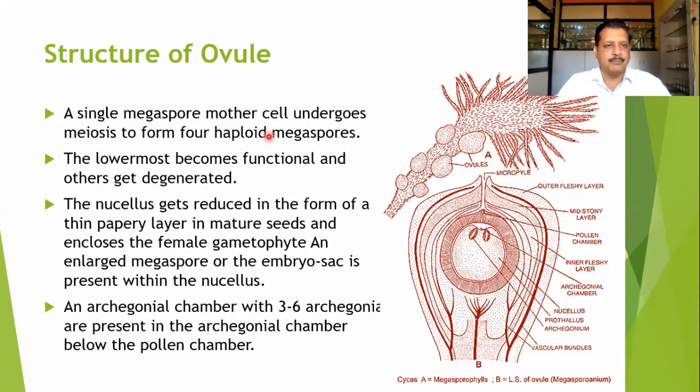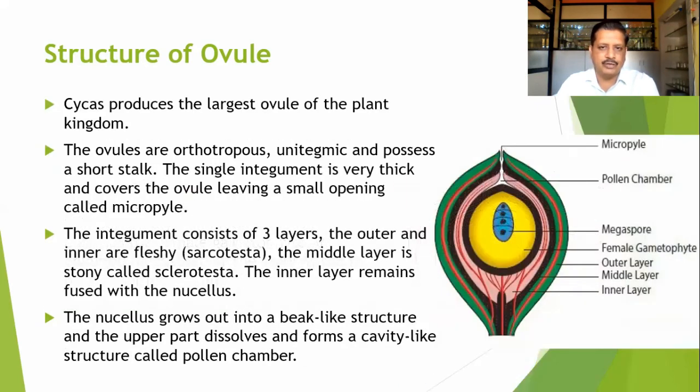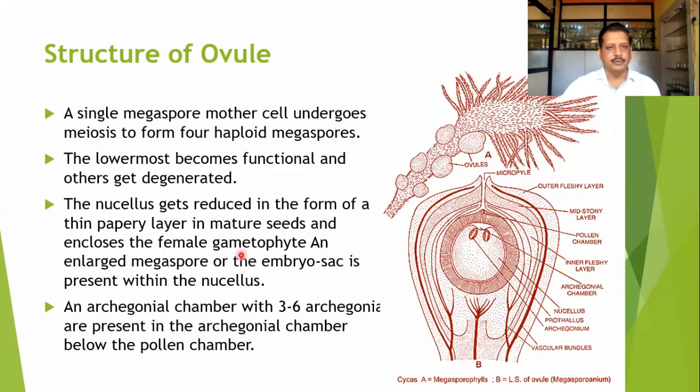These are the four haploid megaspores, where the lowermost becomes functional and the others degenerate. In the last diagram, we observed that these are the four-cell structure where the lowermost can function as a megaspore, and these three cells degenerate later on. The nucellus gets reduced to form a thin paper-like structure, and at maturity it encloses the female gametophyte. It is an enlarged megaspore, or the embryo sac, which is present within the nucellus.